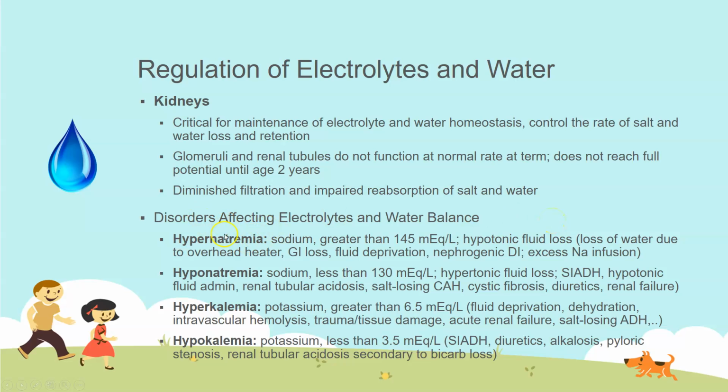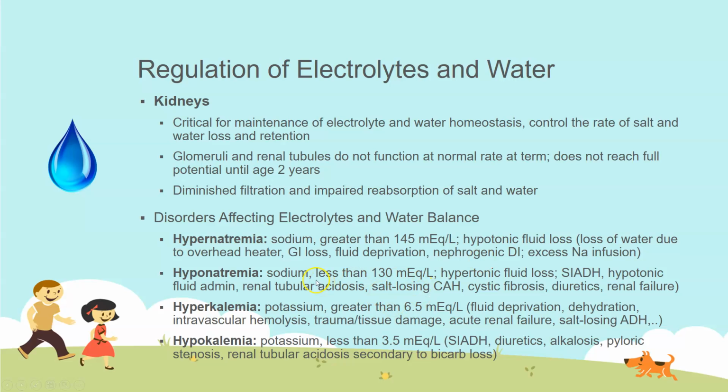We're going to look at the four main disorders that can affect electrolyte and water balance: hypernatremia, hyponatremia, hyperkalemia, and hypokalemia. Hypernatremia is high sodium, greater than 145 milliequivalents per liter. Causes are hypotonic fluid loss, loss of water, for example due to the overhead heater in newborn units that keeps the baby warm but also causes it to lose water by evaporation. GI loss, such as diarrhea or vomiting. Fluid deprivation, where they're not being fed adequately or not eating. Nephrogenic diabetes insipidus, where the kidneys aren't working right and aren't retaining water the way they're supposed to. And excess sodium infusion, that would be in fluids that have sodium in them.